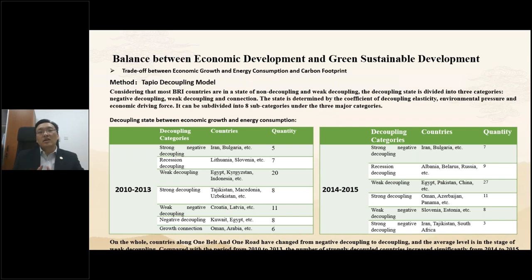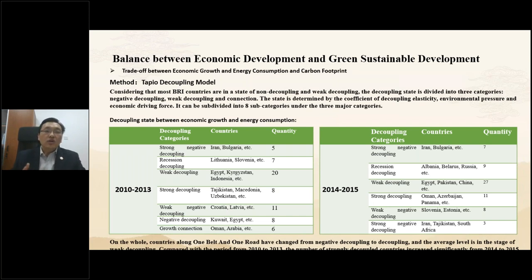So decoupling is better, because if the economic growth is faster, but the growth of the energy consumption is slower or even declines. So actually we calculate the different stages between economic growth and energy consumption. Negative decoupling is not very good, but if the decoupling is stronger, we can see different countries have different performance of decoupling between economic development and green sustainable development.